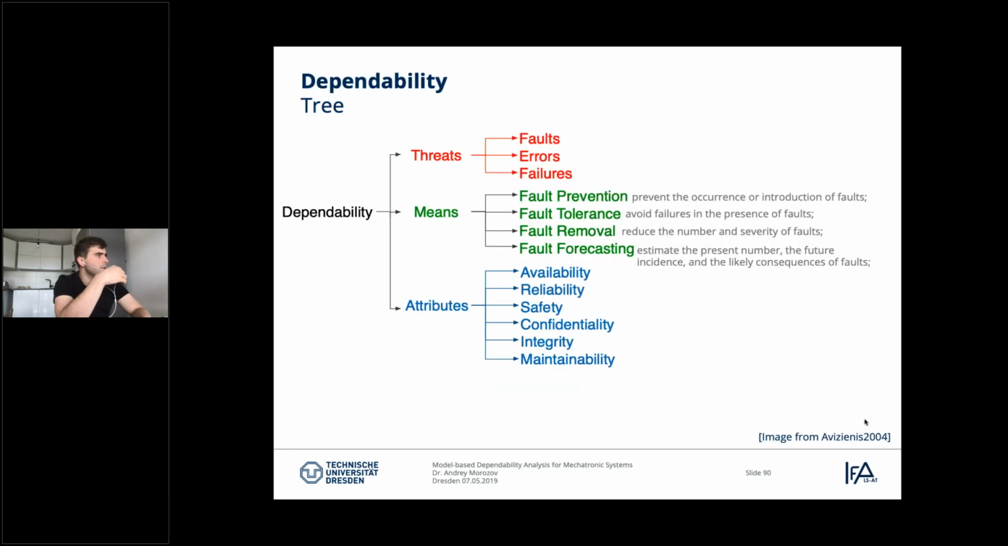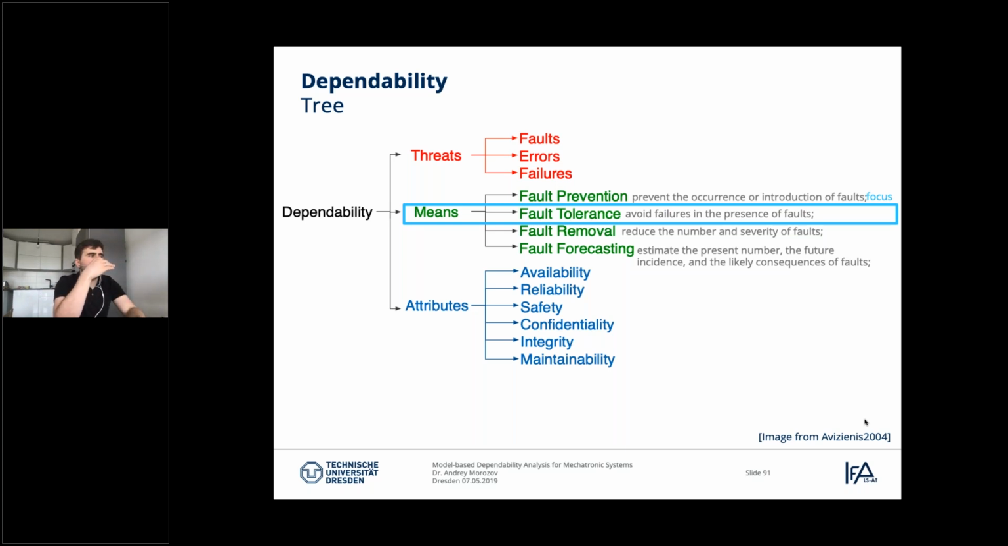Probably the last part of the lecture. I mean, not the last part, but almost the last one. The means: there are 4 means in dependability theory: fault prevention, fault tolerance, fault removal, and fault forecasting. The most important one is fault tolerance. Okay, not necessarily the most important one, but in most cases we are talking about fault tolerance. And we will have a separate lecture about fault tolerance.